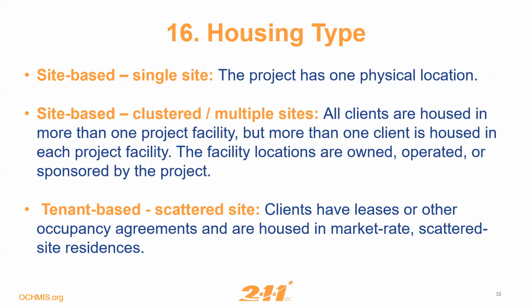So then we would like you to identify which housing type your project is. Your project is either one of 3 housing types: site-based single site, site-based clustered multiple sites, or tenant-based scattered site. So site-based single site projects are those that only have one physical location. Site-based clustered multiple site projects are those in which all clients are housed in more than one project facility, but more than one client is housed in each project facility. And the facilities locations are owned, operated, or sponsored by the project.